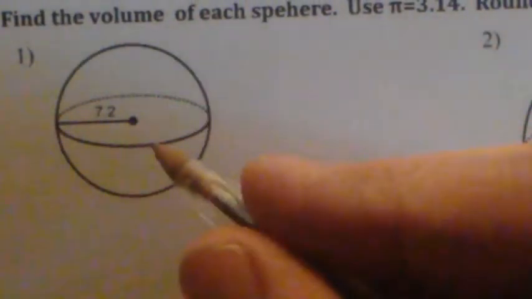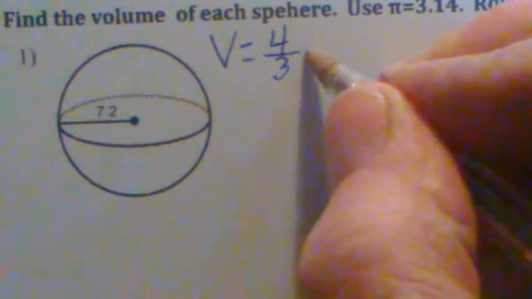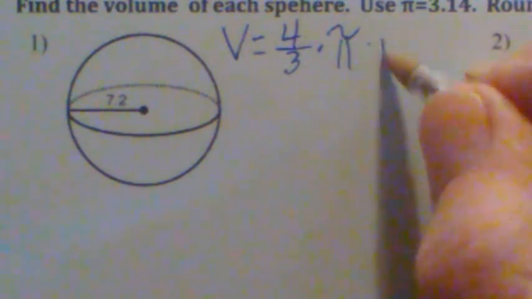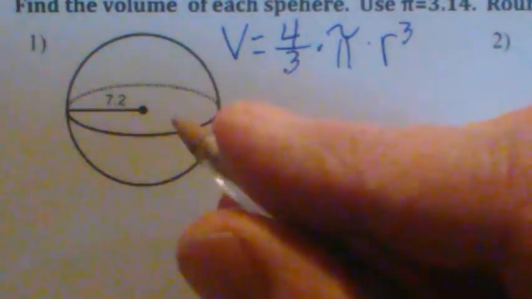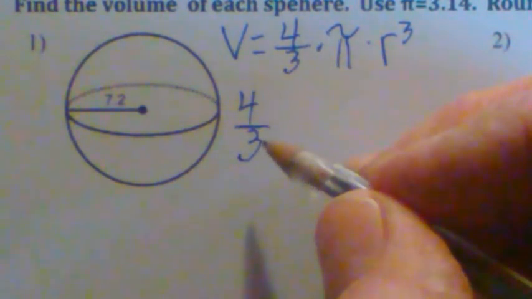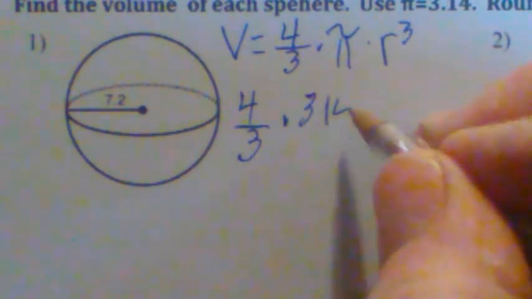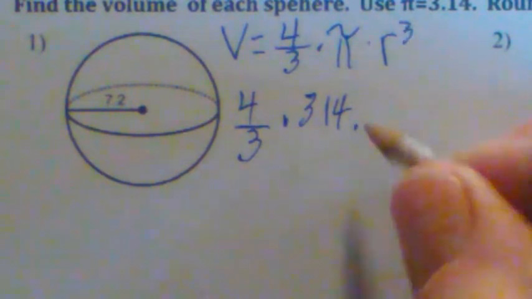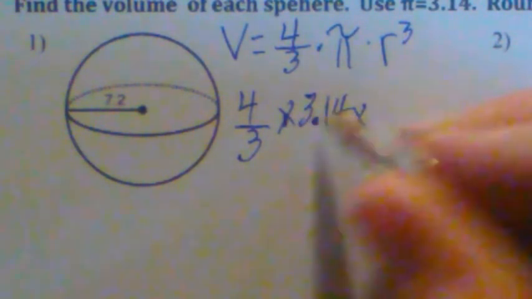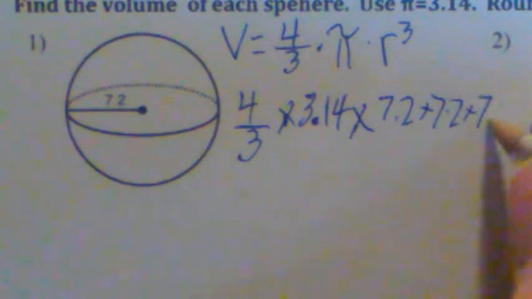Okay, so what's the formula? Volume equals 4/3, oh, that's a weird one, times pi times the radius cubed. So this one we have what? 4/3. How do you do 4/3 on the calculator? 4 divided by 3, times pi, 3.14, times the radius cubed, which is 7.2 times 7.2 times 7.2.